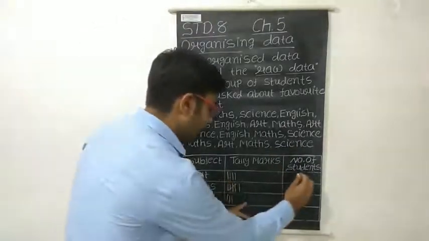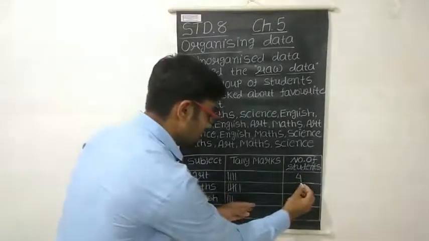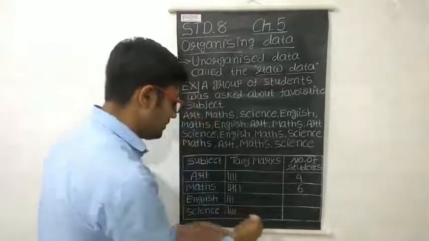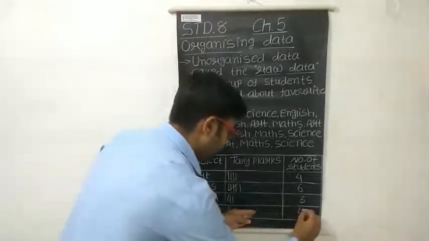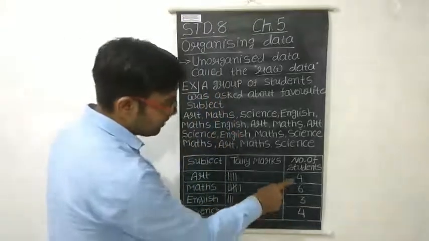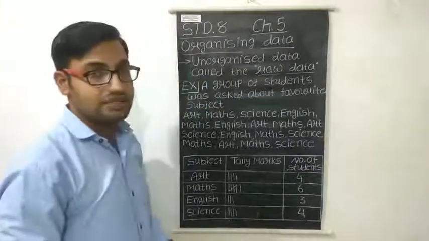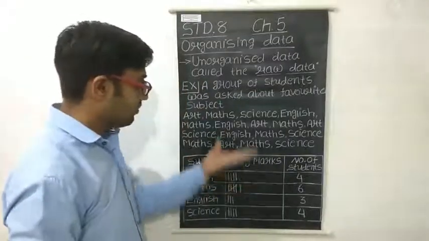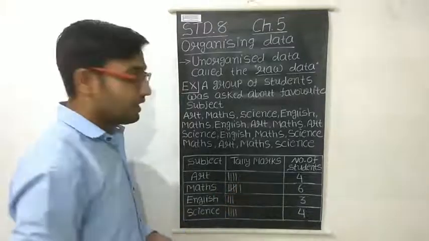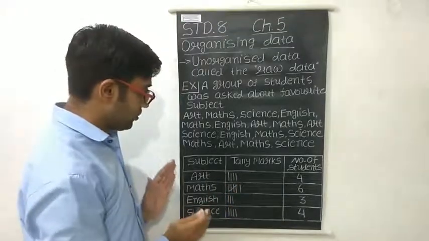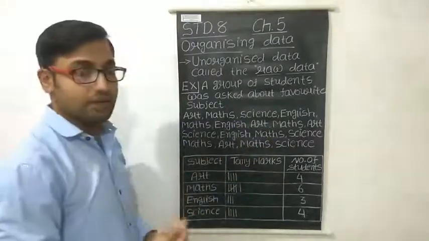So this is 4, this is 5 plus 1, that is 6, this is 3 and this is 4. So now 6 plus 4 is 10, 10 plus 3 is 13 and 13 plus 4 is 17. So it matches with whatever we got here. In this way we can arrange all this raw data in this table.